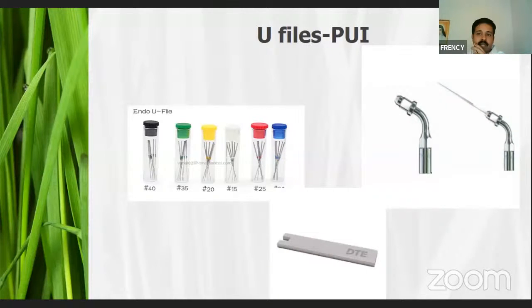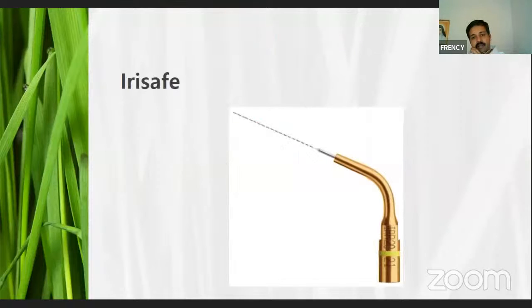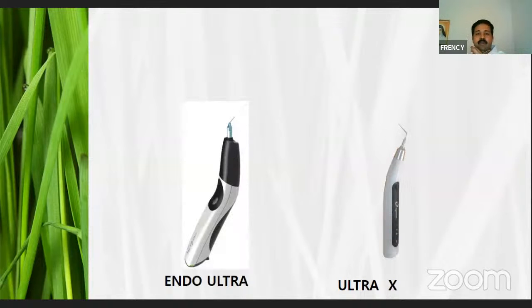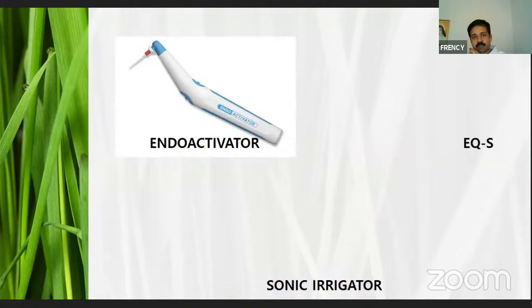If you are having a Satelec device, you can use this type of device, but it is not compatible with the other scaler unit called Irrisafe. Then cordless devices are available, but they are more expensive. You can get the same effect with passive ultrasonic irrigation, which is much cheaper.